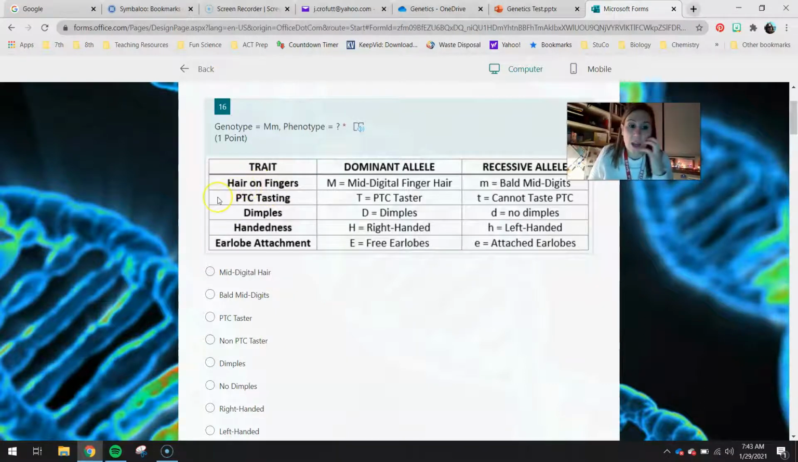PTC tasting, most of you, all you A-B cohort should know whether you can taste PTC or not. But DLI, you should at least know what this is from the beginning of our unit. Dimples, whether you smile and have little dimples in your cheeks. Handedness, left or right-handed. And earlobe attachment, whether you have free earlobes that dip down or attached earlobes that just go straight into your head.